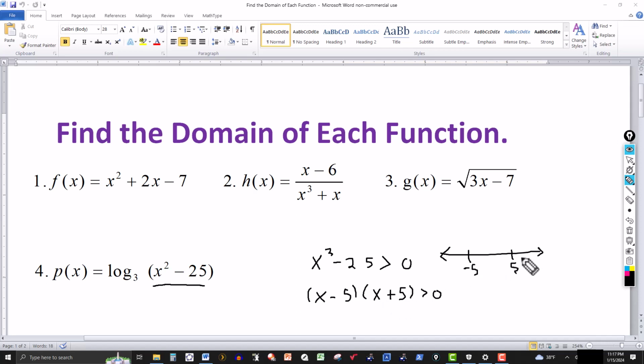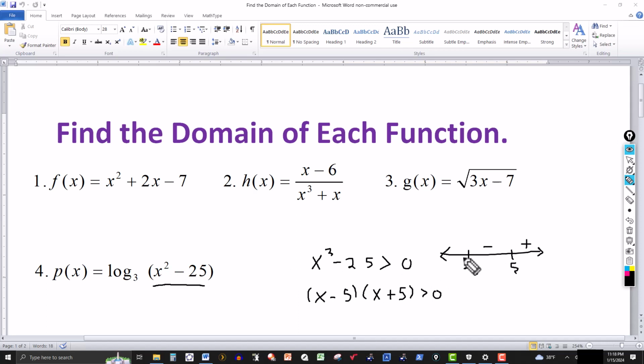So we can see then if I pick a number larger than 5, say 6, and put it in here, 6 minus 5 is positive, 6 plus 5 is positive. The product is positive, so I'll put a positive here. Now pick a number between negative 5 and 5. It could be 0 or 1, any number in between. Let's pick 1. 1 minus 5 is negative. 1 plus 5 is positive. A negative times a positive is a negative. So if I pick any number between negative 5 and 5, x squared minus 25 will be a negative number.